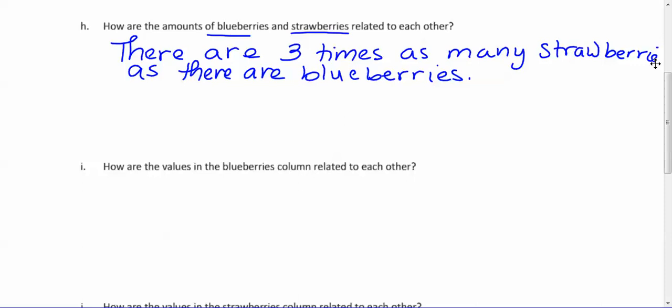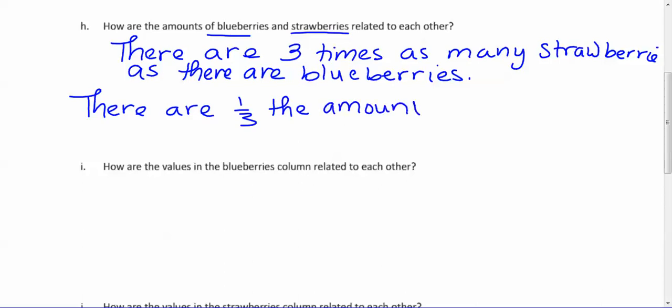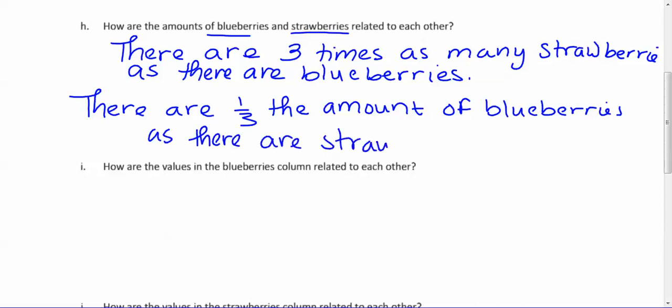Now, what if we wanted to word it in terms of blueberries to strawberries? Caden, you think you can answer this one? He's going to try. Sure, I'll try it. There's 1/3 as many blueberries as strawberries. Beautiful. Nicely done, guys. All right, so there are 1/3. I'm going to change it a little bit. There are 1/3 the amount of blueberries as there are strawberries. All right, nicely done.